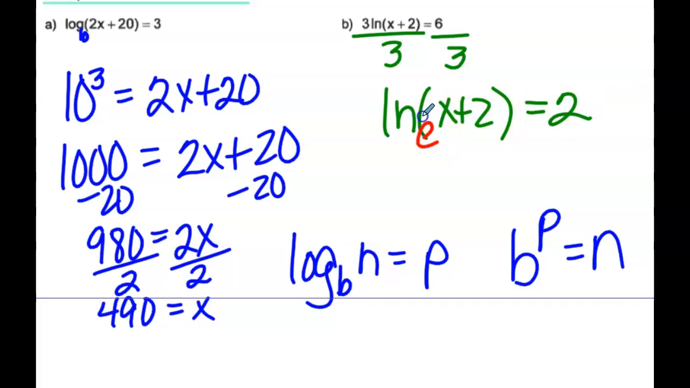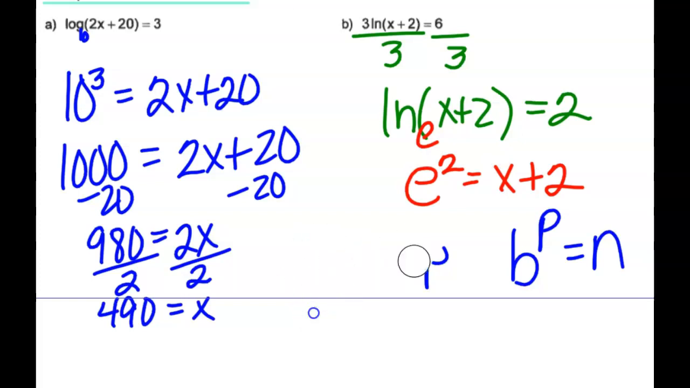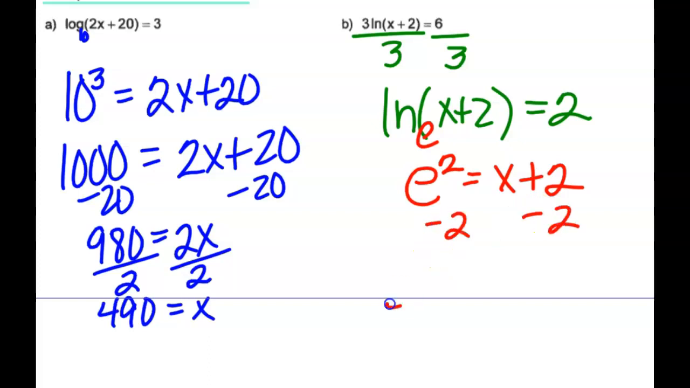So how are we going to rewrite that? This sentence, the natural log of x plus 2 equals 2, means e to the power of 2 equals x plus 2. These are the kind of questions that Delta Math will say give an exact answer. Does anybody know what that exact answer would look like? In other words, they don't want you to type in the calculator. How do you get the x all by itself, guys? Just subtract the 2. So e squared minus 2 equals x. That's the exact answer.